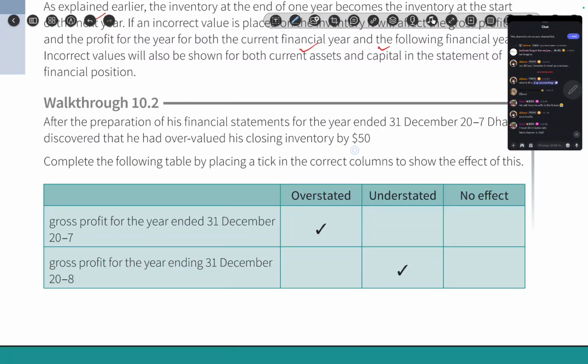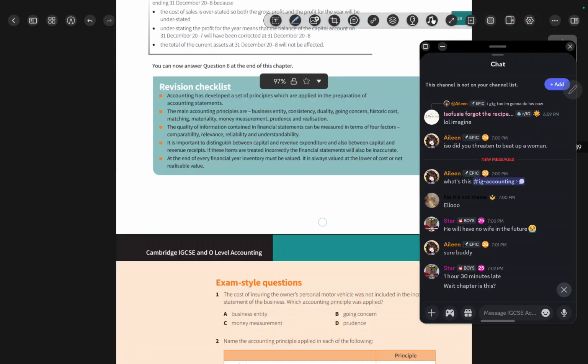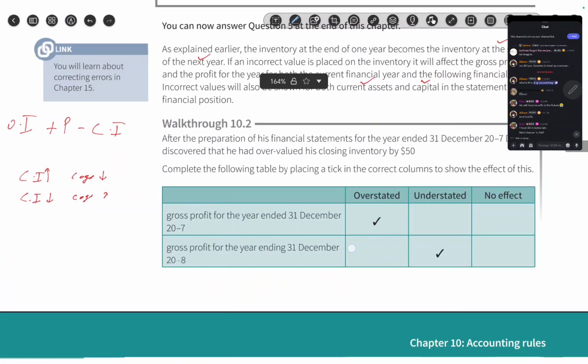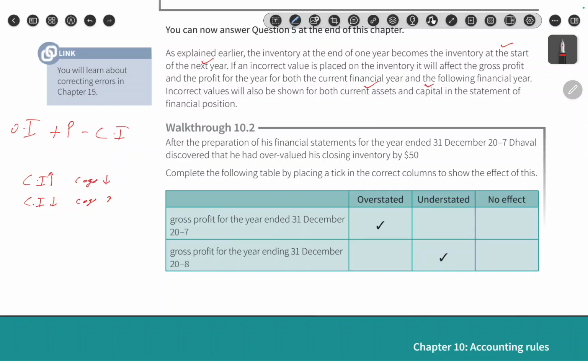2007, overvalued his closing inventory. This is chapter 10, and we're going to start chapter 11 after we finish this, because last class we didn't finish this. But wait, am I doing something wrong? Opening inventory plus purchase minus closing inventory, okay. And the higher your closing inventory, the lower your cost of sales. So then why is it saying this? All right. Our cost of goods sold is lowered, meaning our gross profit will be higher.